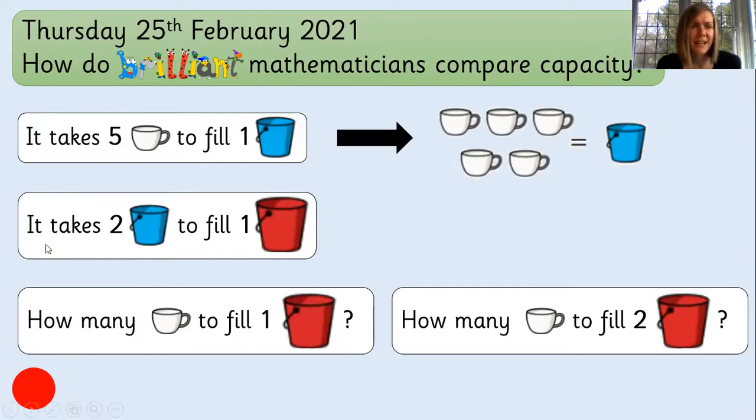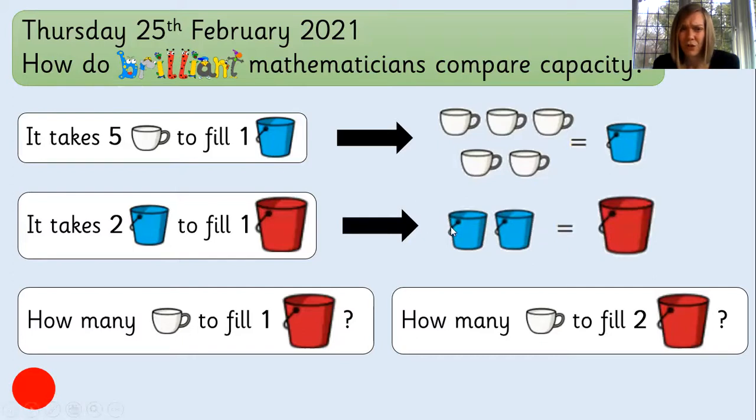It also says it takes 2 of the blue buckets to fill the big red bucket. So let's have a look at that. So 2 of those buckets would fill the big red bucket. So you know it takes 5 cups to fill a blue bucket, and it takes 2 blue buckets to fill the big red bucket. So I'm going to leave you with 2 questions I want you to try and solve.